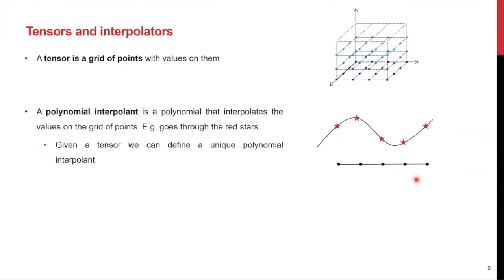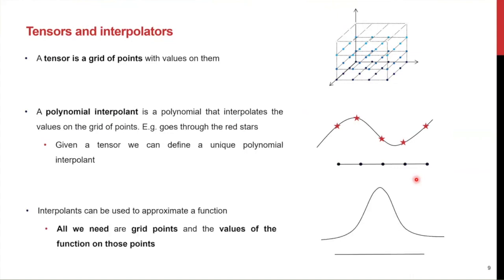Now, why do we care about these objects? The reason why we care about this object is because we want to approximate functions. If you start with this kind of function, let's say a one-dimensional function, it's very easy to come up with an associated tensor. Just define the grid of points below here, any points, evaluate the function, that gives you these red stars. And from that, you can compute the associated interpolant.